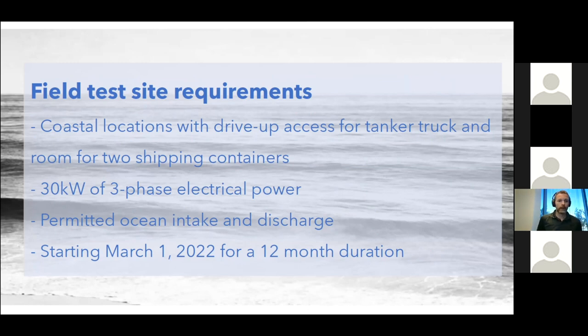On the field test site requirements, we're looking for coastal locations where we can park two shipping containers and access for a tanker truck, 30 kilowatts of electrical power, and then permitted intake and discharge. And we'd like to start March 1st with a 12-month duration. So any leads on that, please get in touch with me.